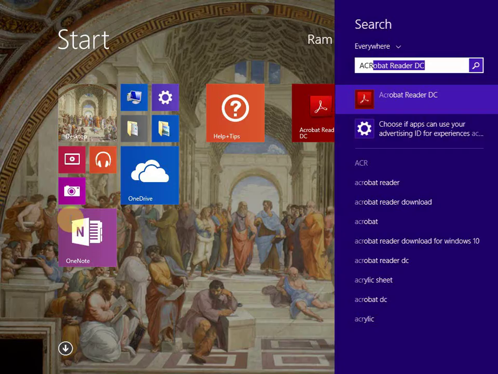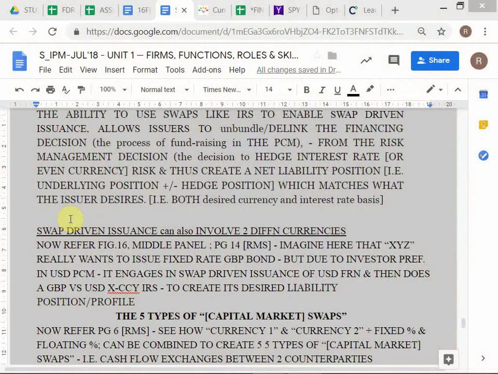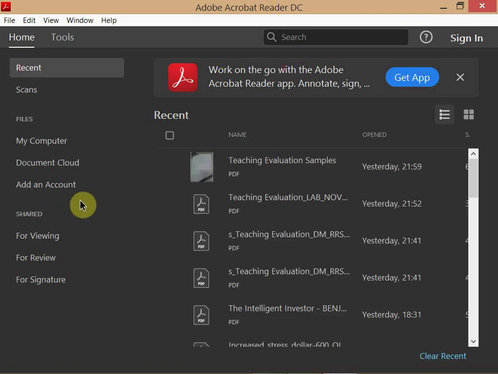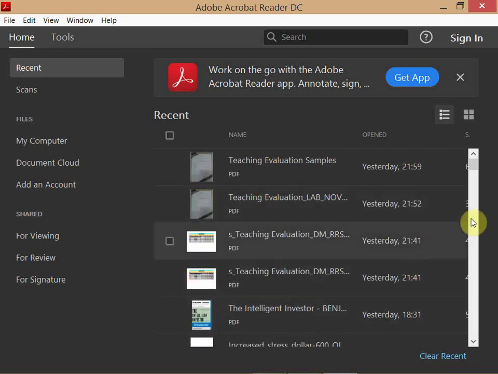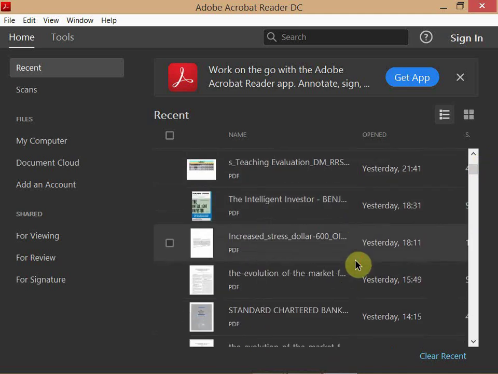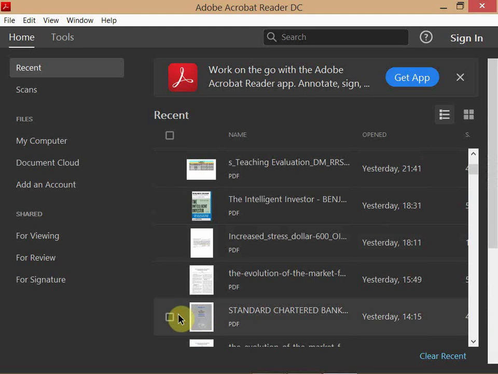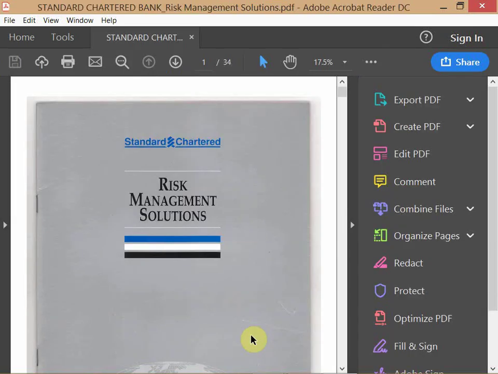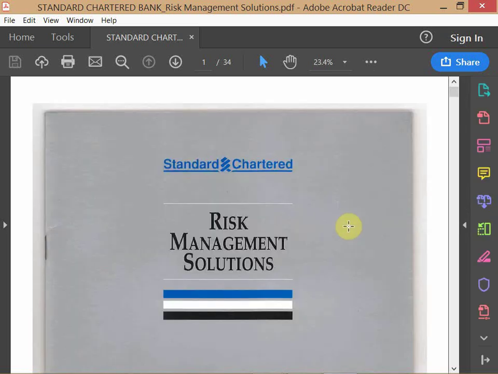Let's open that book once again. So you already saw swap-driven issuance where the issuer initially issued in floating rate dollars and then swapped into fixed rate dollars using a fixed floating IRS. Remember that? Okay. So we are now going to look at a case, so that we said there's a case of swap-driven issuance.